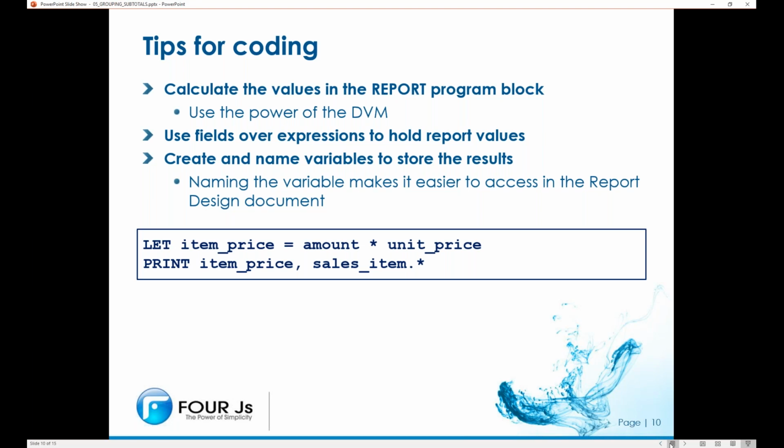So the tips for coding. The first one is to calculate the values in the report program block. We want to use the power of the DVM and the power of the BDL application to create our totals. Use field names over expressions to hold the report values. The method I showed you, we started off by defining variables and then using those variables to hold the information for the totals. I could have just printed across item times quantity, but then you don't get a nice username in the RDD for people. So you want to use fields over expressions, and you want to create and name your variables to store the results. It just makes it all easier from the report designer perspective.